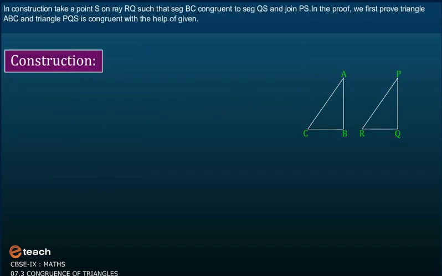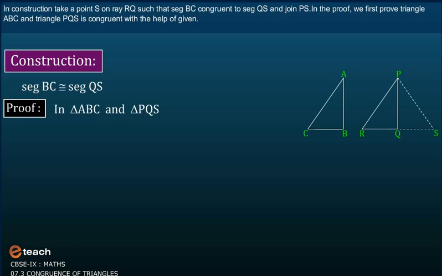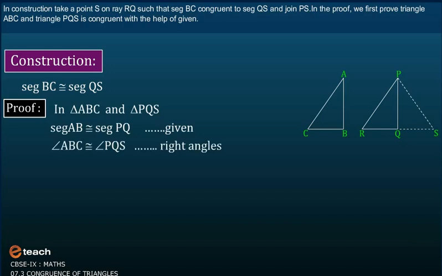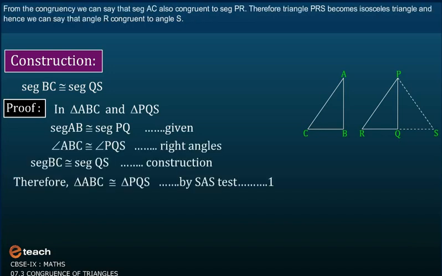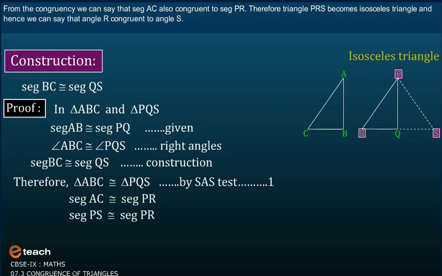In construction, take a point S on ray RQ such that segment BC is congruent to segment QS and join PS. In the proof, we first prove triangle ABC and triangle PQS are congruent with the help of given. From the congruency, we can see that segment AC is also congruent to segment PR. Therefore, triangle PRS becomes an isosceles triangle and hence we can see that angle R is congruent to angle S.